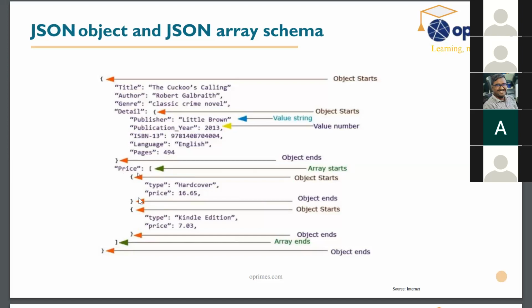This is one JSON object, and this is another JSON object. A JSON array can consist of multiple JSON objects. There is no limit here. A JSON array can consist of one object, two objects, or multiple objects. And again, it has to be closed at some point. When it is open, it has to be closed. So here you can understand when it is starting and when it is ending.